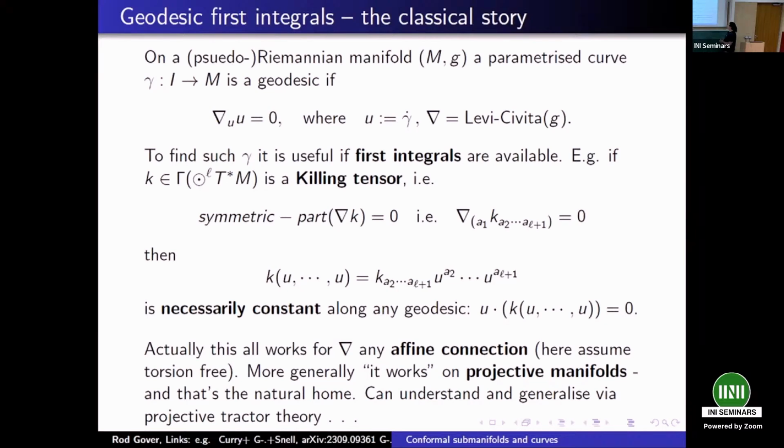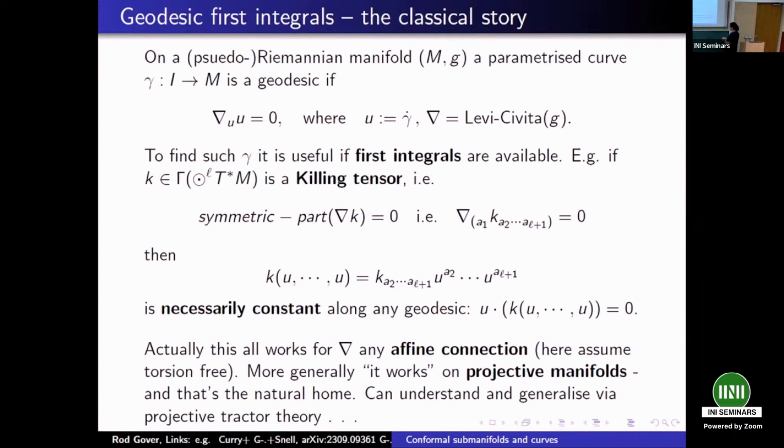So the easy way to construct these is if you start with a Killing tensor. Killing tensors are things that generalize Killing vectors. The Killing tensor here is going to be a rank L symmetric tensor. Then you take its covariant derivative and take the symmetric part of that. If that's 0, then that's what we call a Killing tensor. For a Killing vector, of course, it means the Lie derivative of the metric along the vector is 0, and it boils down to this equation, where in that case you're in rank 1 for the tensor.